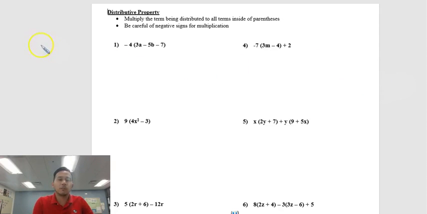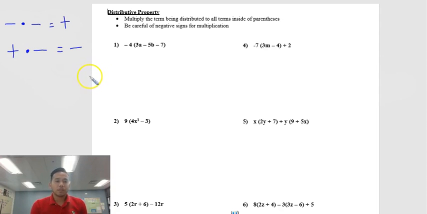Just a quick review on the negative signs. If we have a negative multiplied by a negative, your answer must be positive. And if a positive is multiplied by a negative, your answer must be negative. So these are the rules that we have. Of course, positive times a positive will give you a positive.